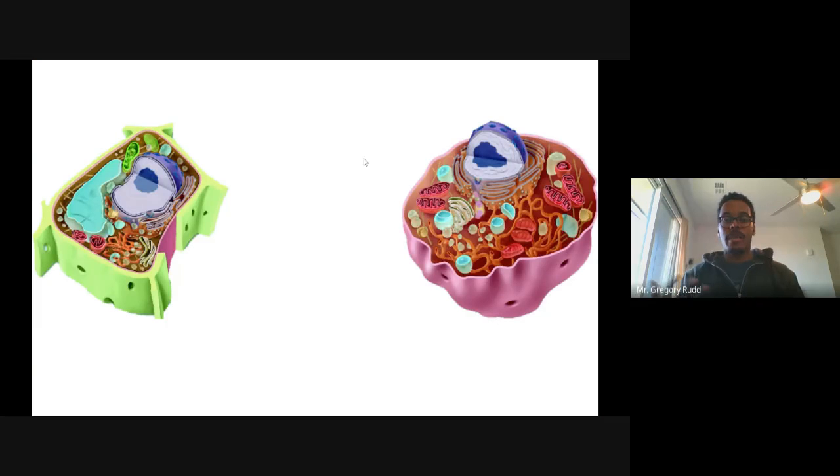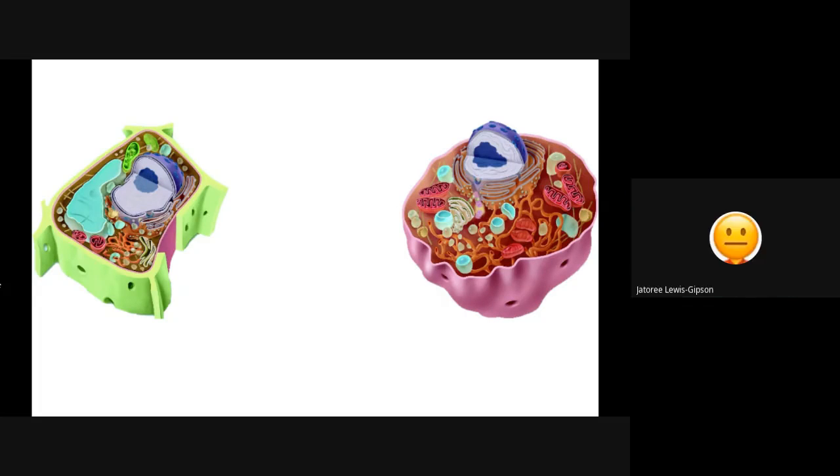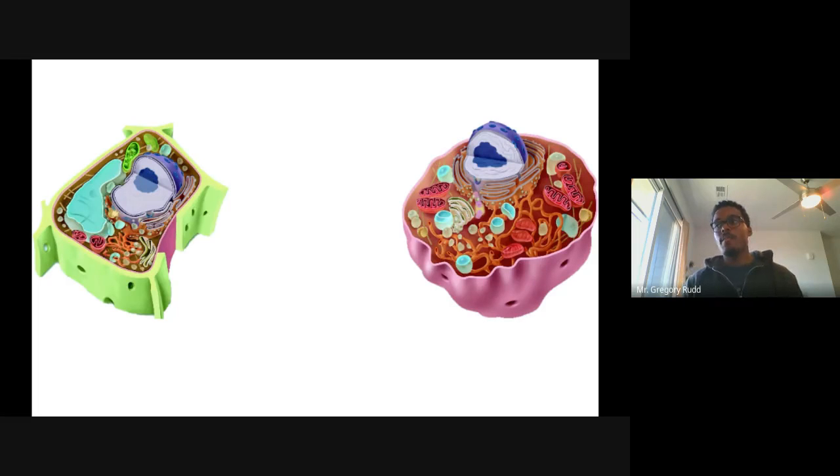So the first part is to be able to summarize the structure and function of organelles. So let's talk about that. Here we've got 2 cells. Does anybody know what the difference is between these 2 cells? There's a difference in the type. Prokaryotic and eukaryotic. Actually, these are both eukaryotic cells.